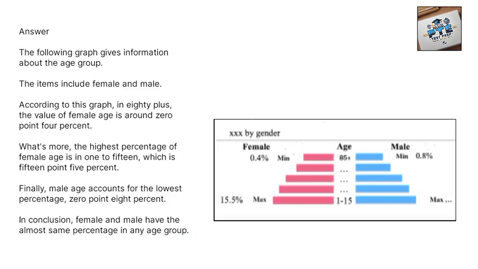The following graph gives information about the age group. The items include female and male. According to this graph, in 80 plus, the value of female age is around 0.4%. What's more, the highest percentage of female age is in 1 to 15, which is 15.5%.